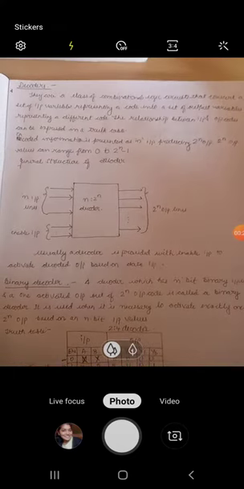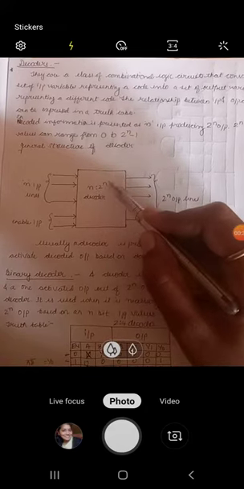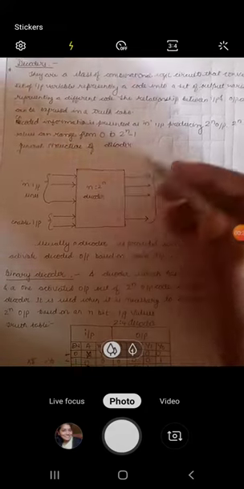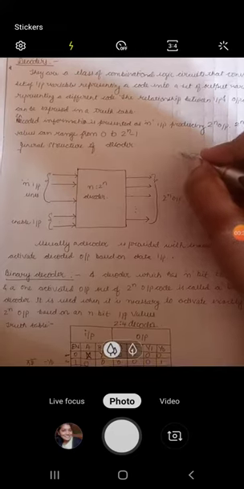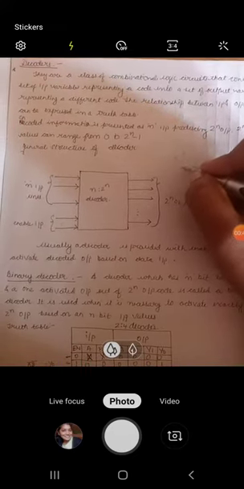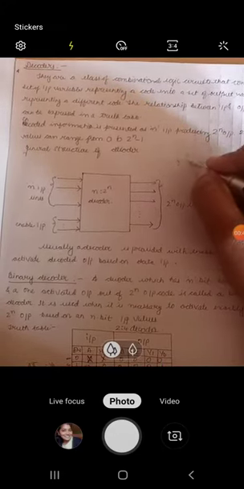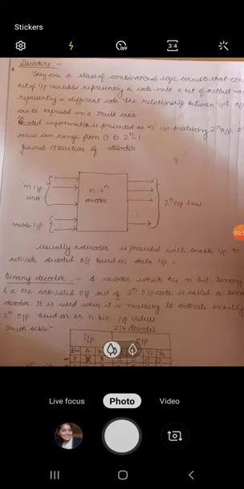Okay, so basically this is how it looks. A decoder will have n number of inputs and 2 raised to n number of outputs. For example, if you have 2 inputs, it means 2 raised to 2 outputs, so 2 inputs and 4 outputs. If you have 3 inputs, it means 2 raised to 3, so 3 inputs and 8 outputs.